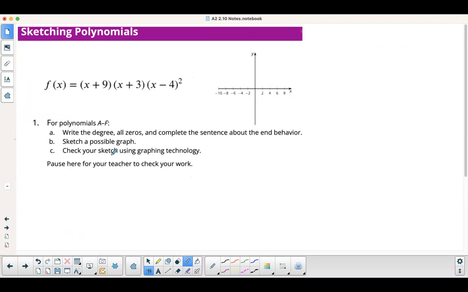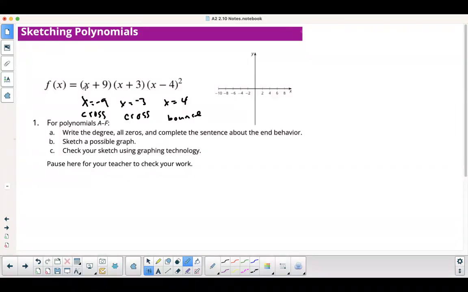All right, so let's take a look at this example here. My x-intercepts are x = -9, x = -3, and x = 4. Now this 4 is an even multiplicity, so this one's a bounce, and these ones are, I'm sorry, not touch, cross. Wrong word. These will cross through. All right, a touch is a bounce.